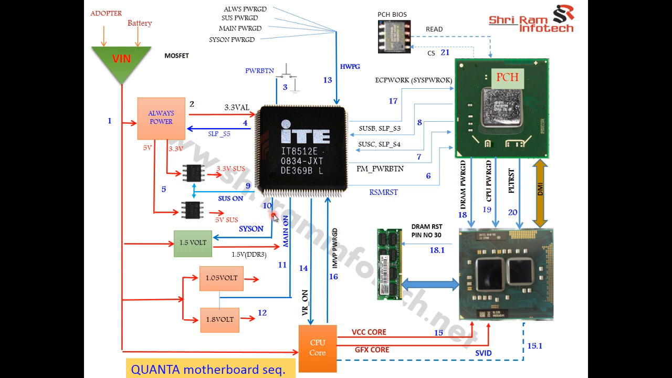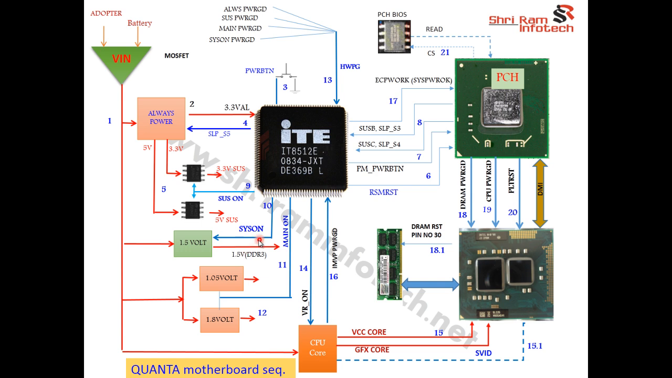The next signal is, SIO emits another signal, that is called the SYS on signal. Once SIO emits this SYS on signal from 0 to 3 volt, my 1.5 volt will be turned on. My 1.5 volt pulse width modulator will turn on, and it will generate a 1.5 voltage, and this 1.5 volt goes to the RAM, PCH and CPU.